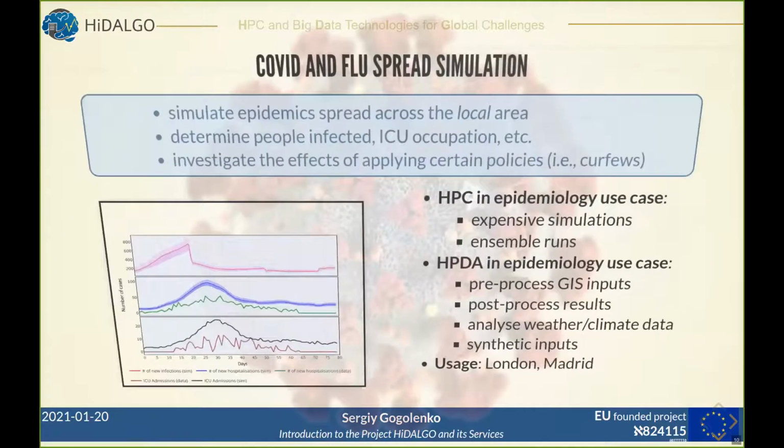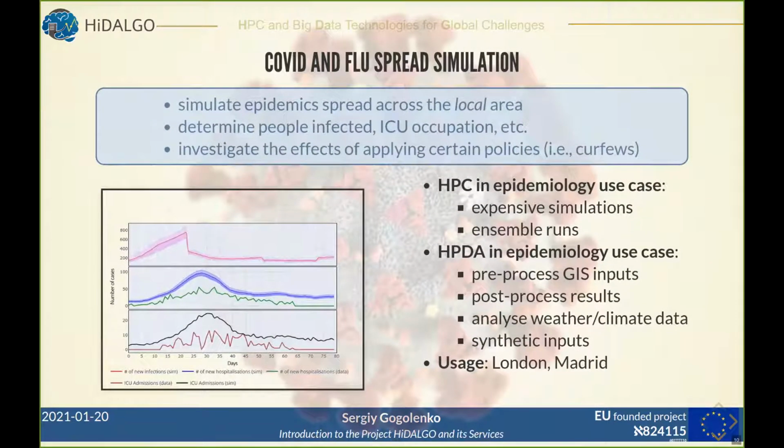There is a lot of hype around infection spread simulation these days, and it's one of our use cases too. In this use case, we try to simulate epidemic spreads across the local areas and to investigate the effects of applying certain policies. HPC is used again for establishing individual and ensemble simulation runs.